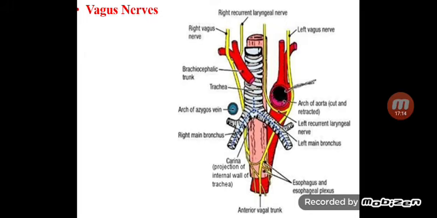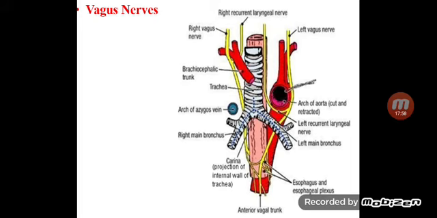The right vagus nerve gives a branch, the right recurrent laryngeal nerve. The right recurrent laryngeal nerve arises in the neck. It hooks around the subclavian artery, then ascends upward. So the right recurrent laryngeal nerve, which of course arises from the right vagus, hooks around the subclavian artery. If you look at this slide, it hooks around the subclavian artery and ascends upward. On the left side, the left vagus nerve also gives the left recurrent laryngeal nerve.